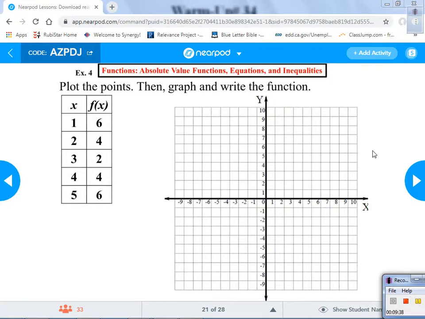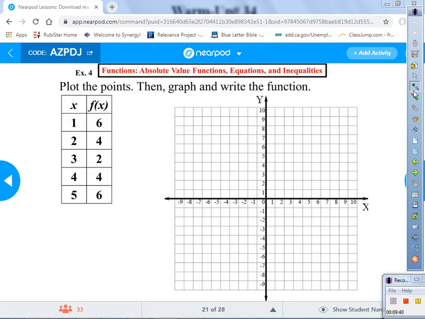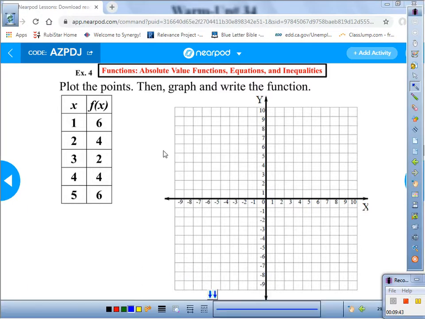All right, here we go. So, by now, you should have copied the table, plotted your points, 1, 6, 2, 4, 3, 2, 4, 4, 5, 6. Graph your function. There you go. Hands up if you got something like that. Okay. You're like, Mr. Q, this is a piece of cake.